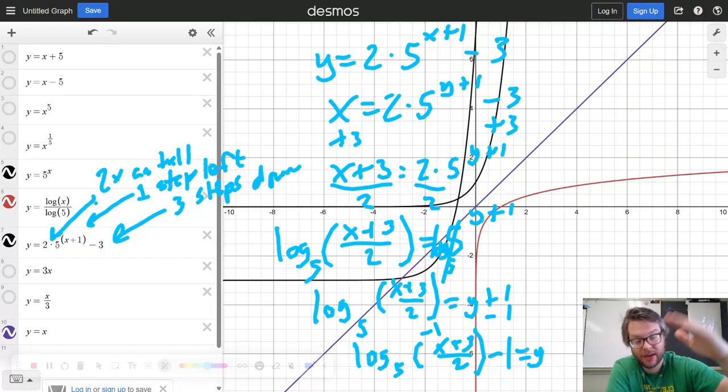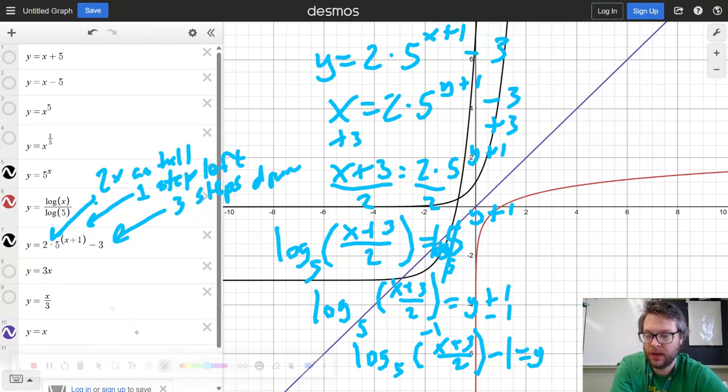So what does that do? Well, instead of going down 3, it goes 3 to the left. Instead of getting twice as tall, it gets twice as wide. Instead of going one step to the left, it goes one step down. Because all my horizontals and verticals switch when I am looking at the inverse function instead.